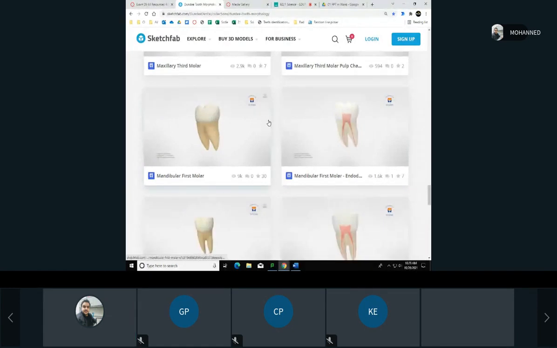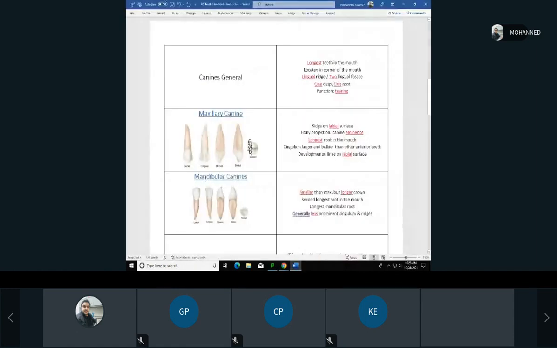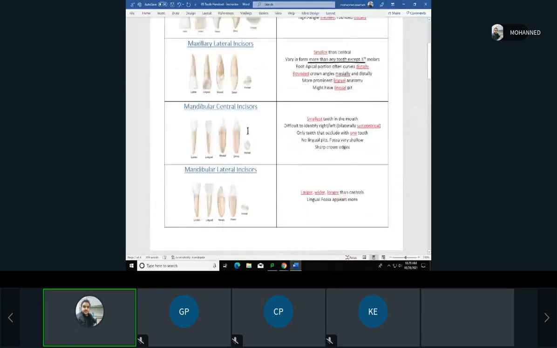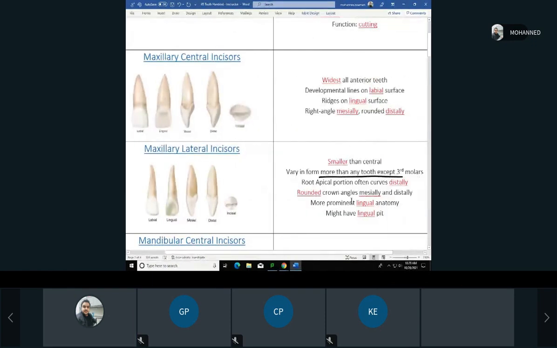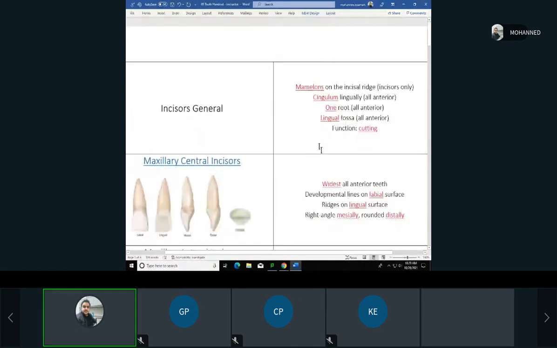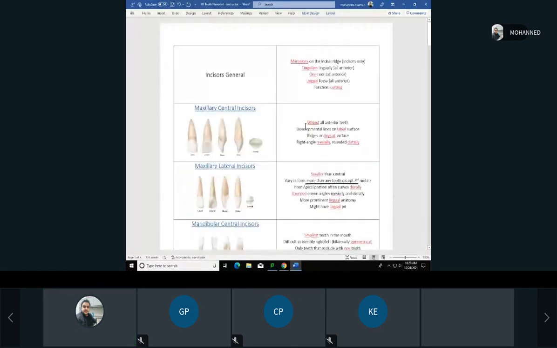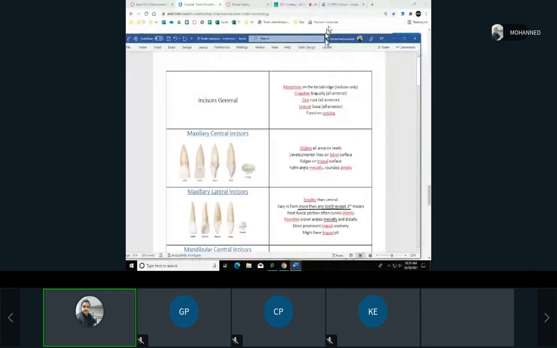Yes. Maxillary lateral incisor. Yeah, I have a lingual pit. Any questions?